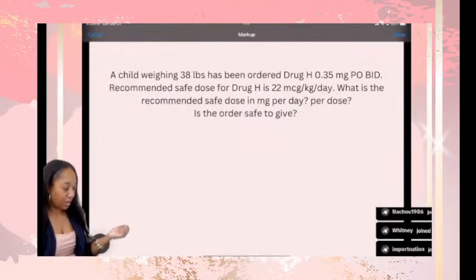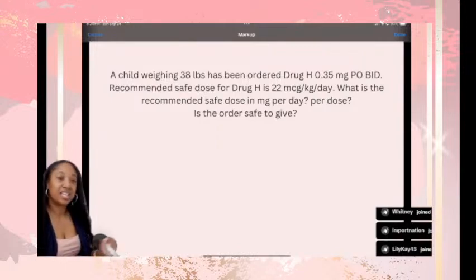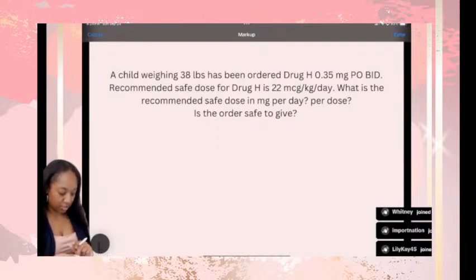Alrighty. So a child weighing 38 pounds has been ordered drug H 0.35 milligrams PO BID. Recommended safe dose for drug H is 22 micrograms per kilogram per day. What is the recommended safe dose in milligrams per day or milligrams per dose, and is this order safe to give? Now, I don't know why these safe dose problems give y'all such a hard time, but we're going to go through it, okay? We're going to go through it.